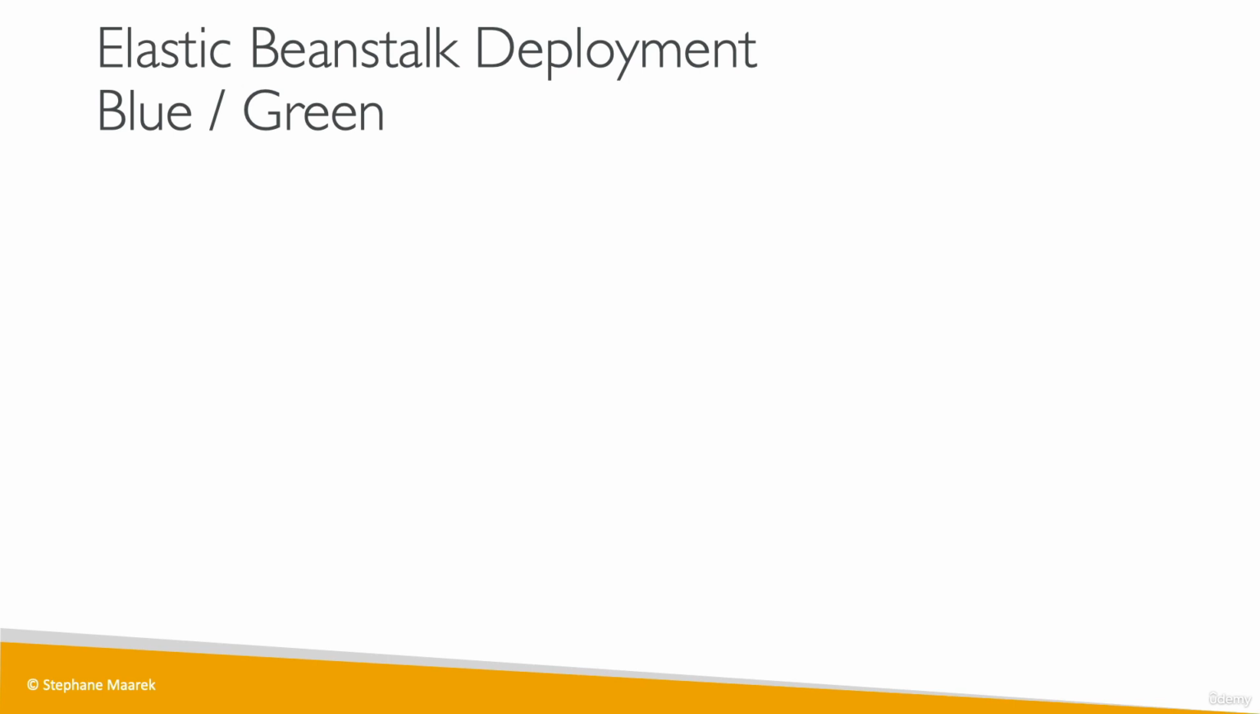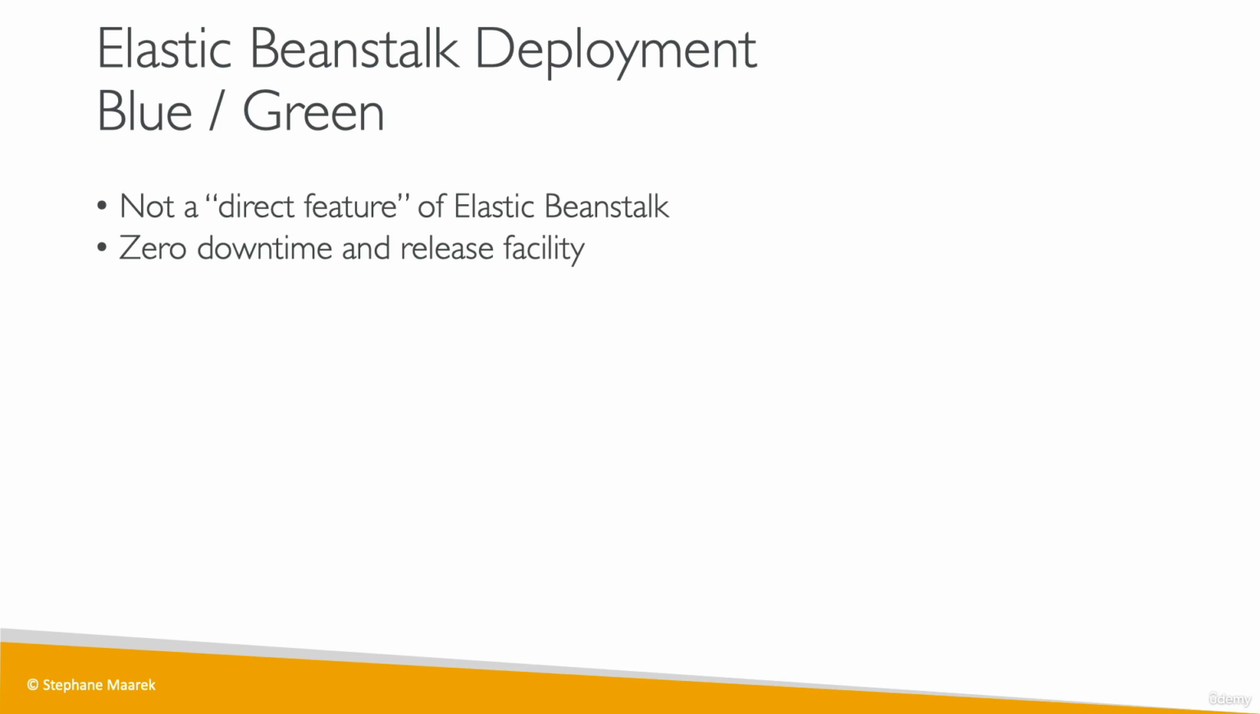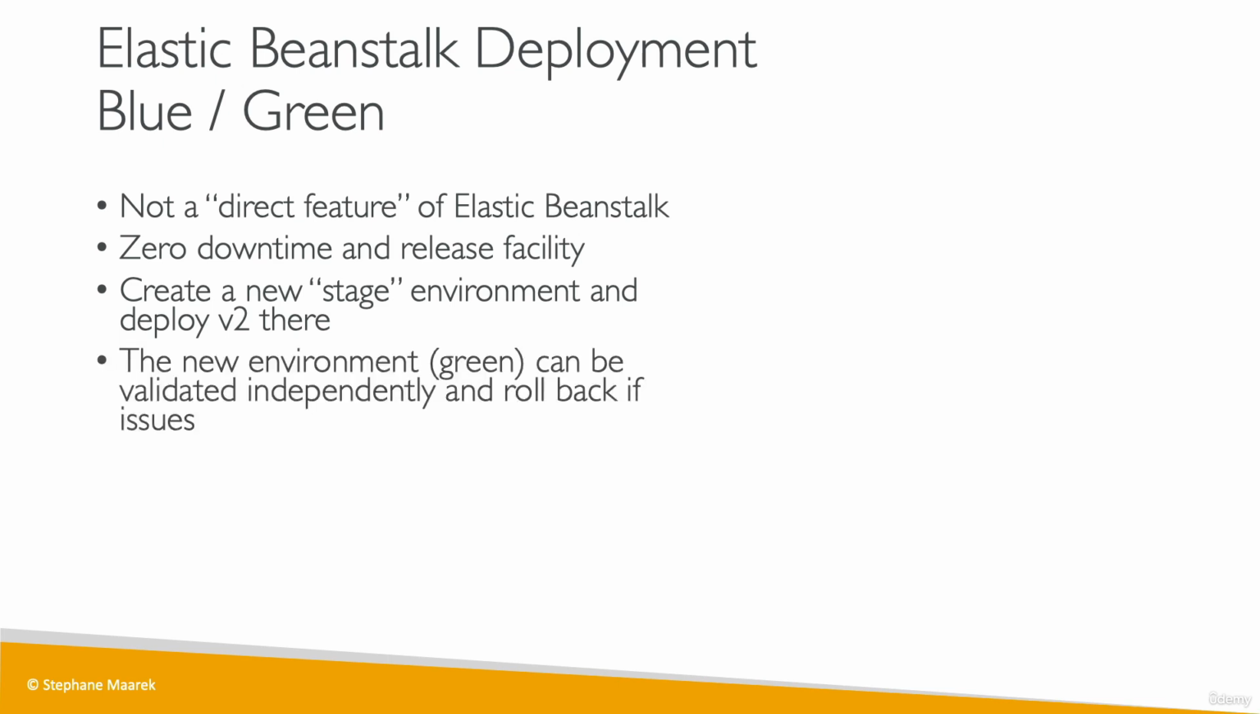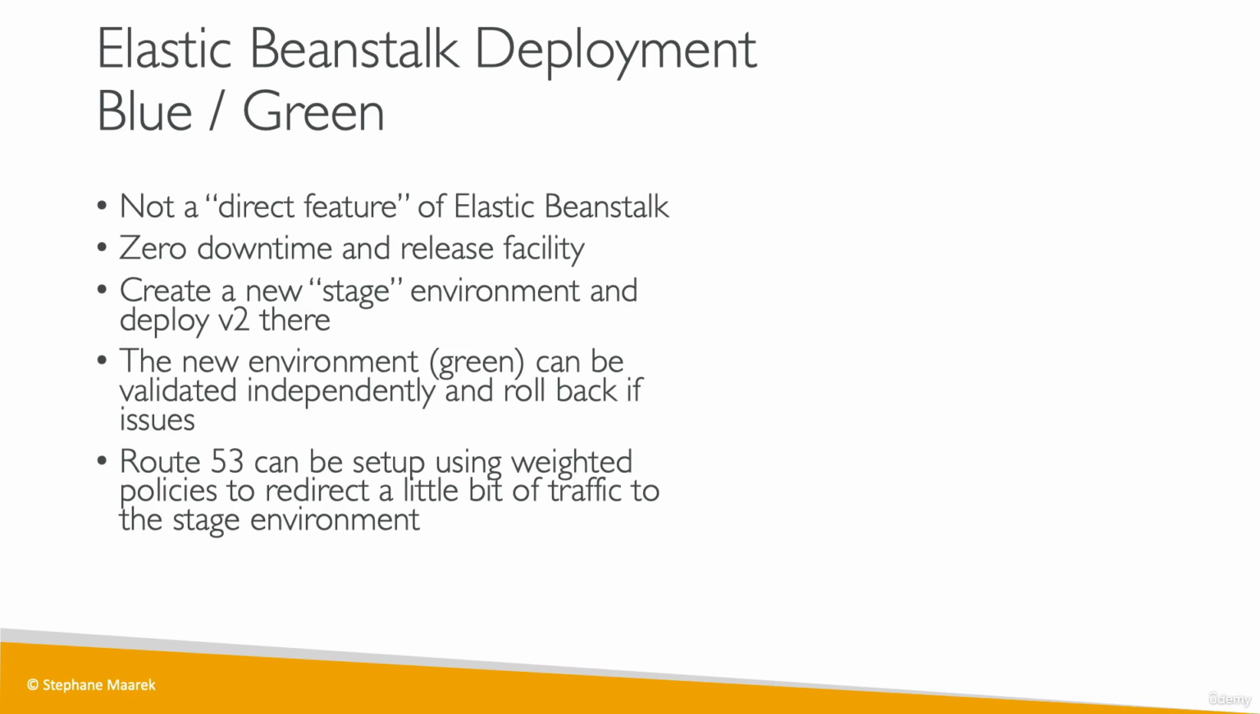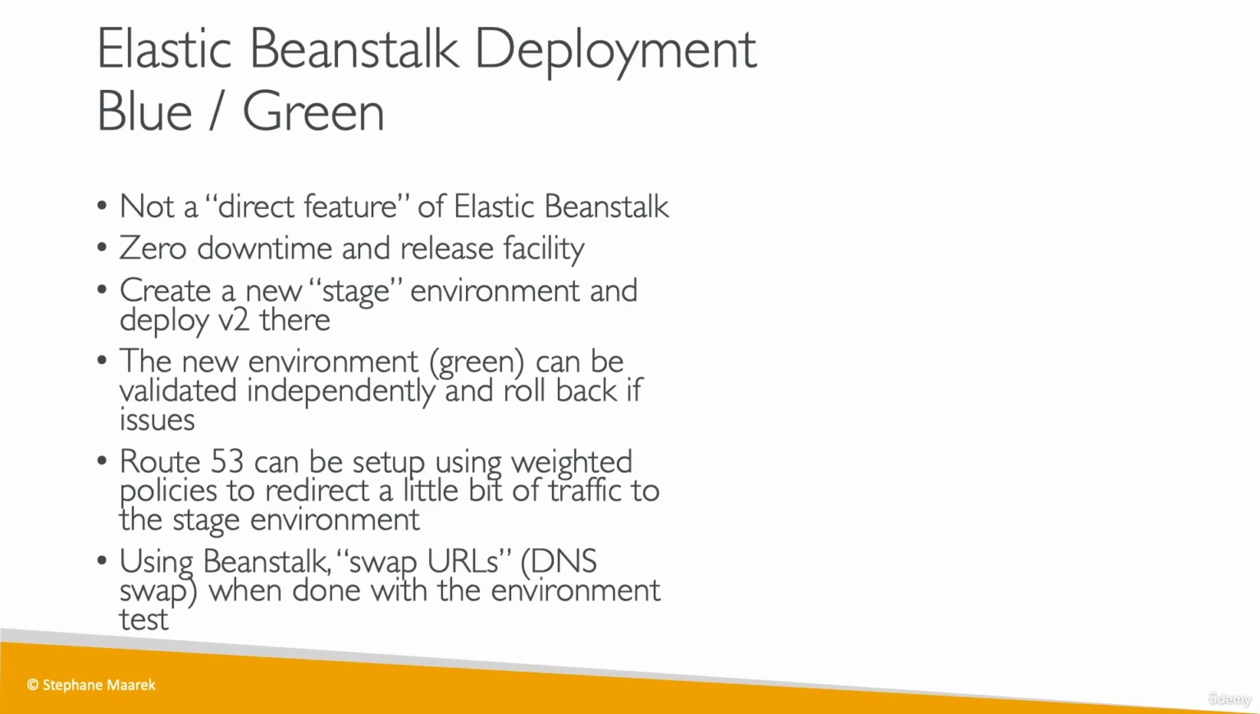Okay, next we have blue-green deployment, which is not a direct feature of Beanstalk, but the idea is that it gives you zero downtime and release facility. So the idea is that you would create a new stage environment and you would deploy a V2 there, so you would create a new Beanstalk environment. Then you validate that this environment, which is the green environment, is working as expected, and in case there's any problem, you can roll it back by deleting it. And then you would set up Route 53 to use weighted routing to make sure you can shift a little bit of traffic to the new environment. If you use the Beanstalk swap URL feature, which is a DNS swap, this basically shifts all the traffic from one environment to another. So you have two different strategies.